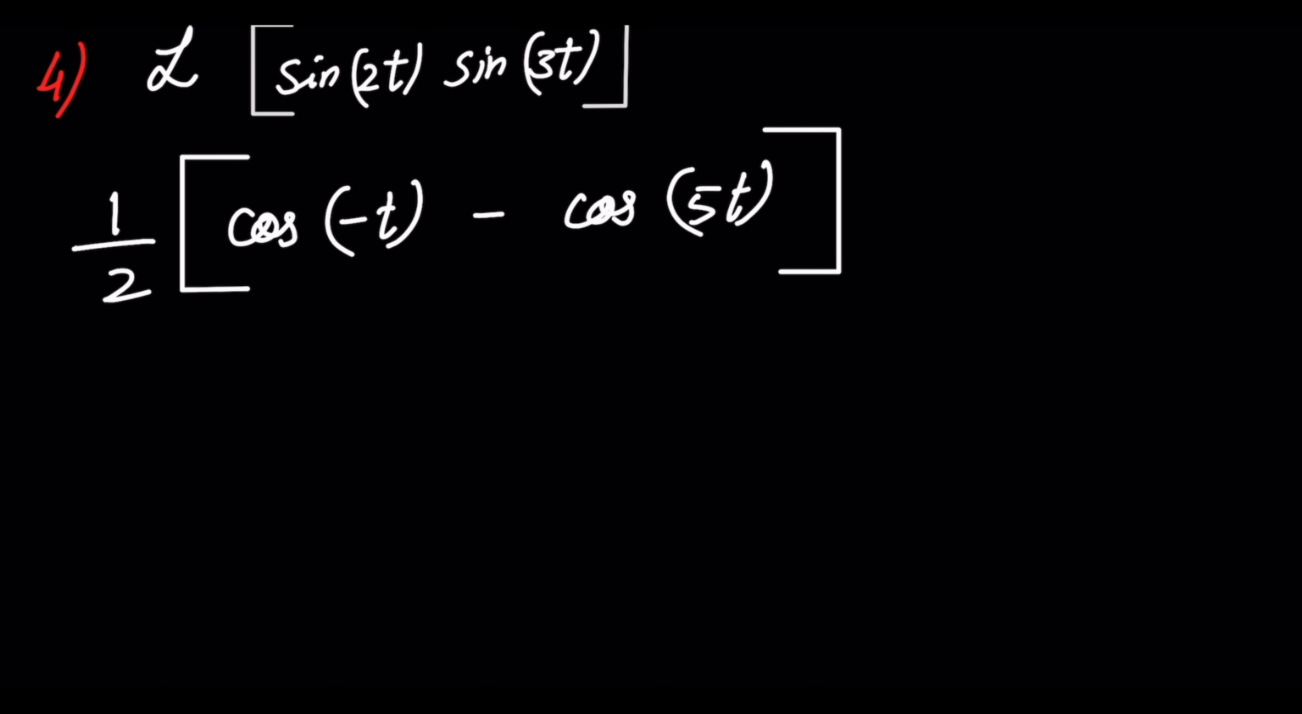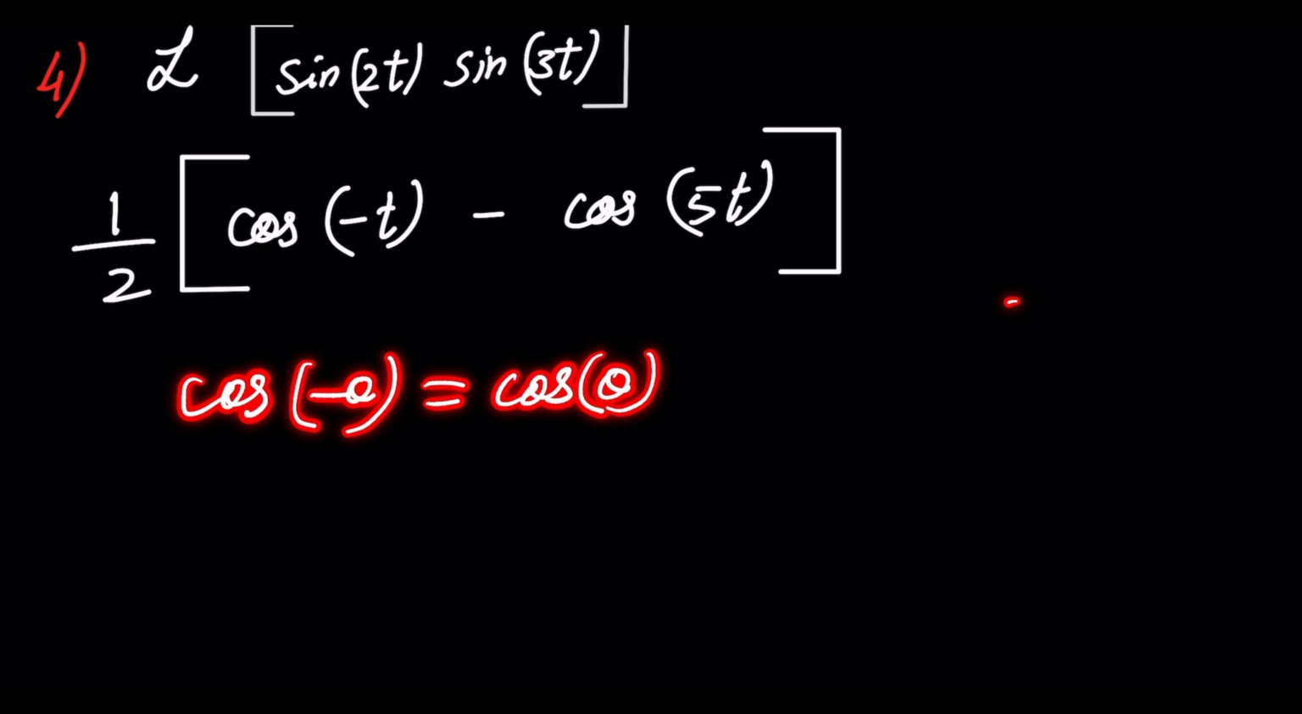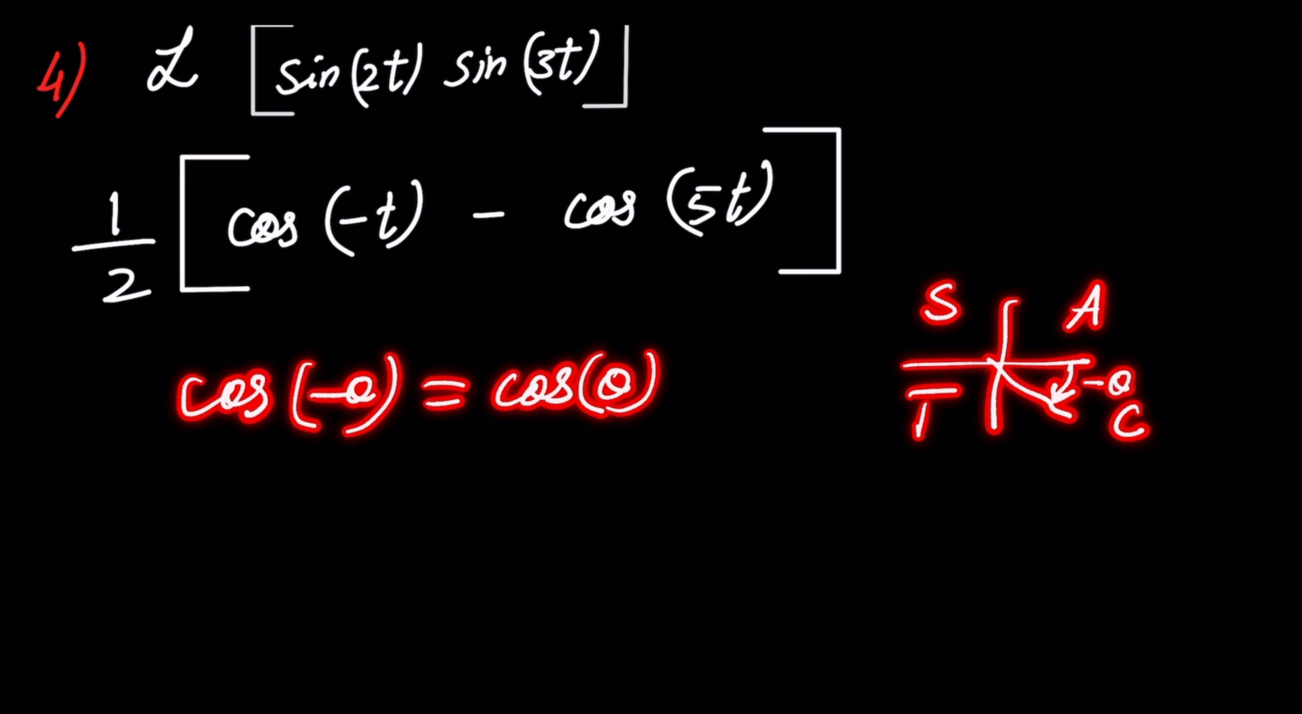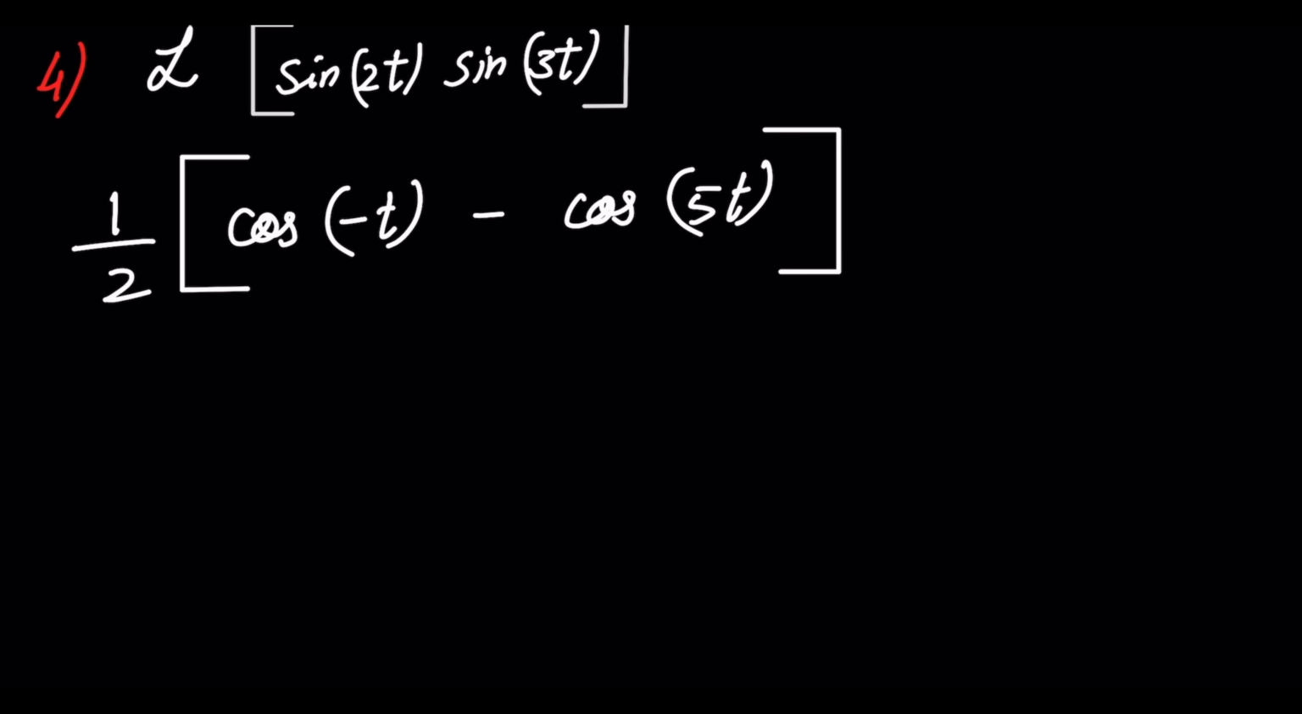Now we already know that cos of minus theta equals cos of theta. This is because in the ASTC quadrant, it is found in the fourth quadrant where the cos is going to be positive. So let's rewrite this as cos of t. Now using the linearity property, we will be finding the Laplace transform of cos of t and cos of 5t separately.